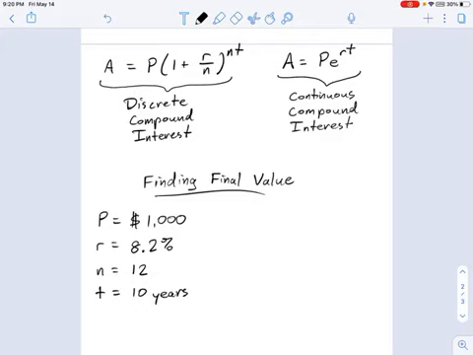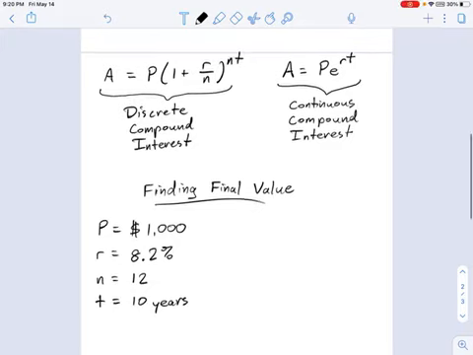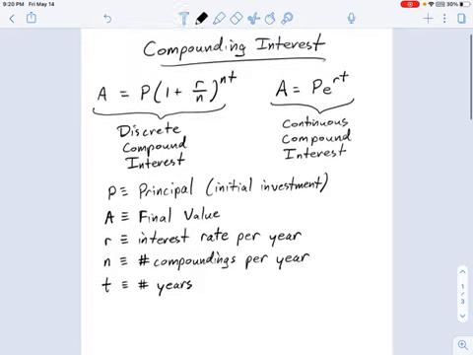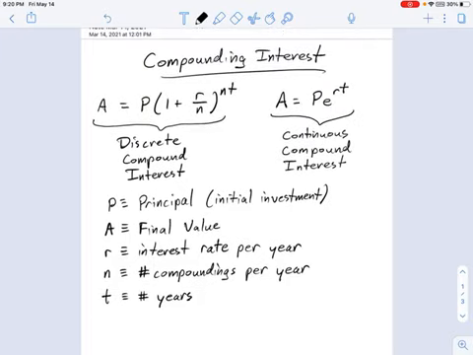So in this video, I'm going to introduce the concept of compound interest. And there are two types of compound interest formulas. There's discrete compound interest, which is this formula on the left, and there's the continuous compound interest formula on the right. And there's not too much difference between them in terms of the variables.